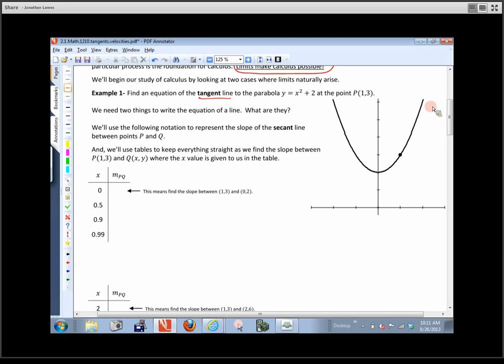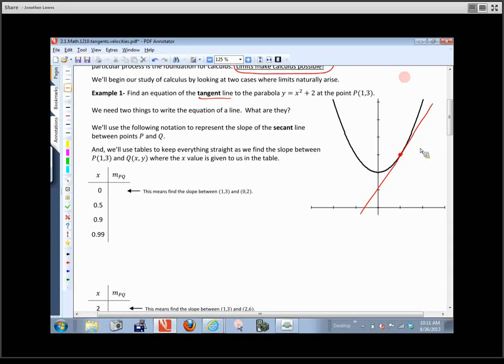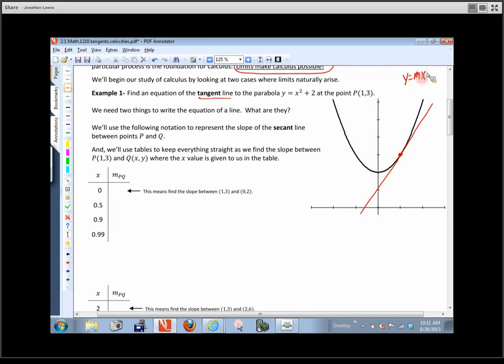That's what we're talking about here. Okay, the tangent line just touches it right there. That's the only place that it's touching. Okay, and what we're after is we want the equation of this line right here. So we want y equals mx plus b, the slope-intercept form of that line right there. Okay, that's what we're after. Everybody understand? Equation of the tangent line. Okay, so like we talked about last week, what two things do you need to write the equation of a line?